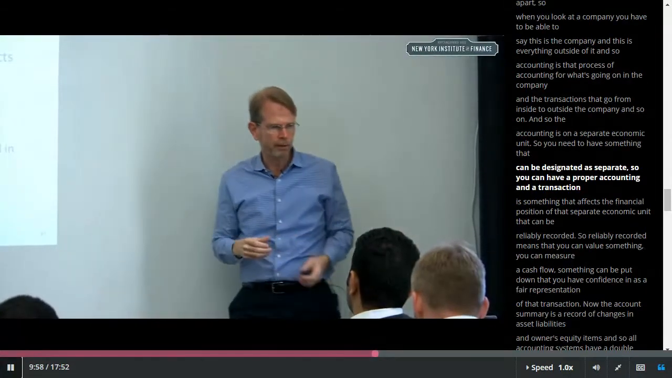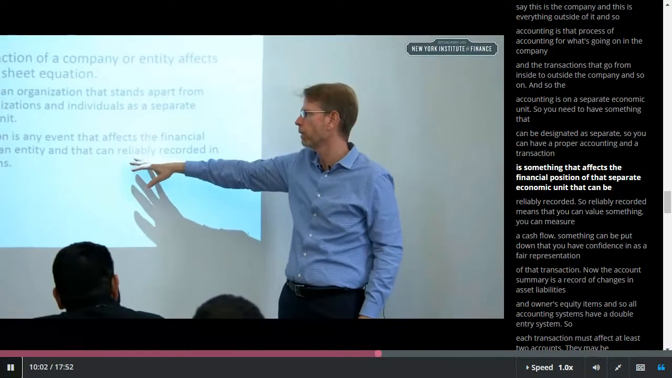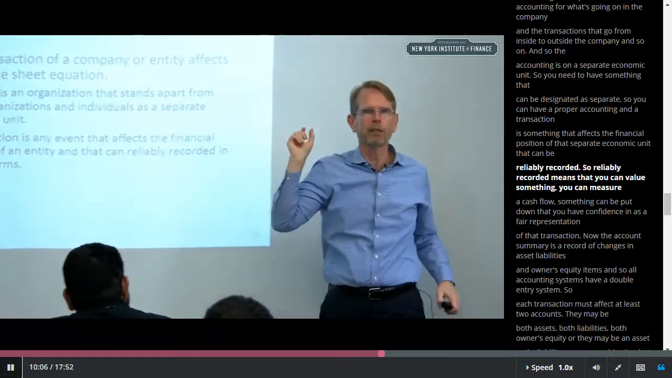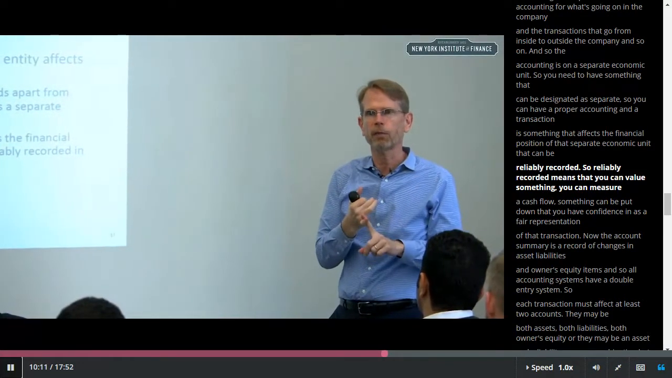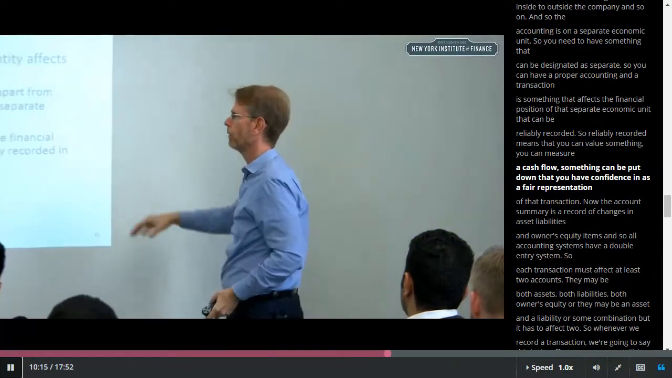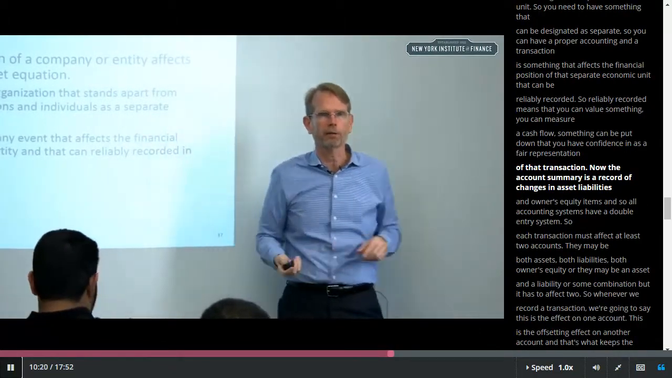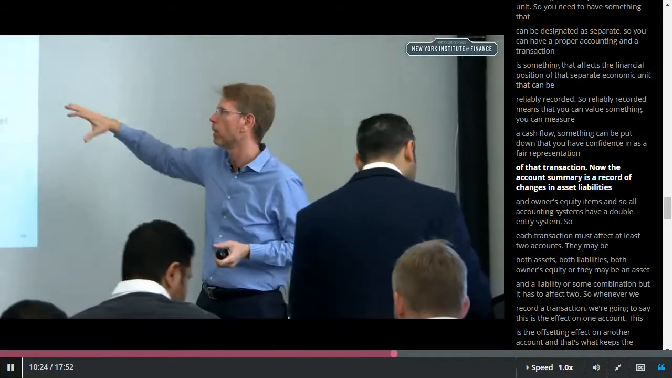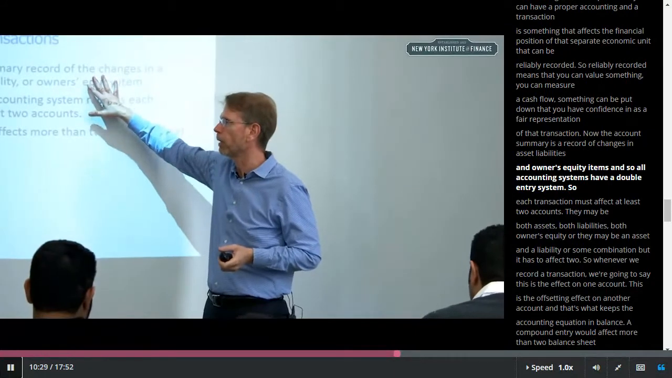And a transaction is something that affects the financial position of that separate economic unit that can be reliably reported. Reliably reported means that you can value something, you can measure cash flow, something can be put down that you have confidence in as a fair representation of that transaction. Now, the account summary is a record of changes in asset, liability, and owner's equity items.